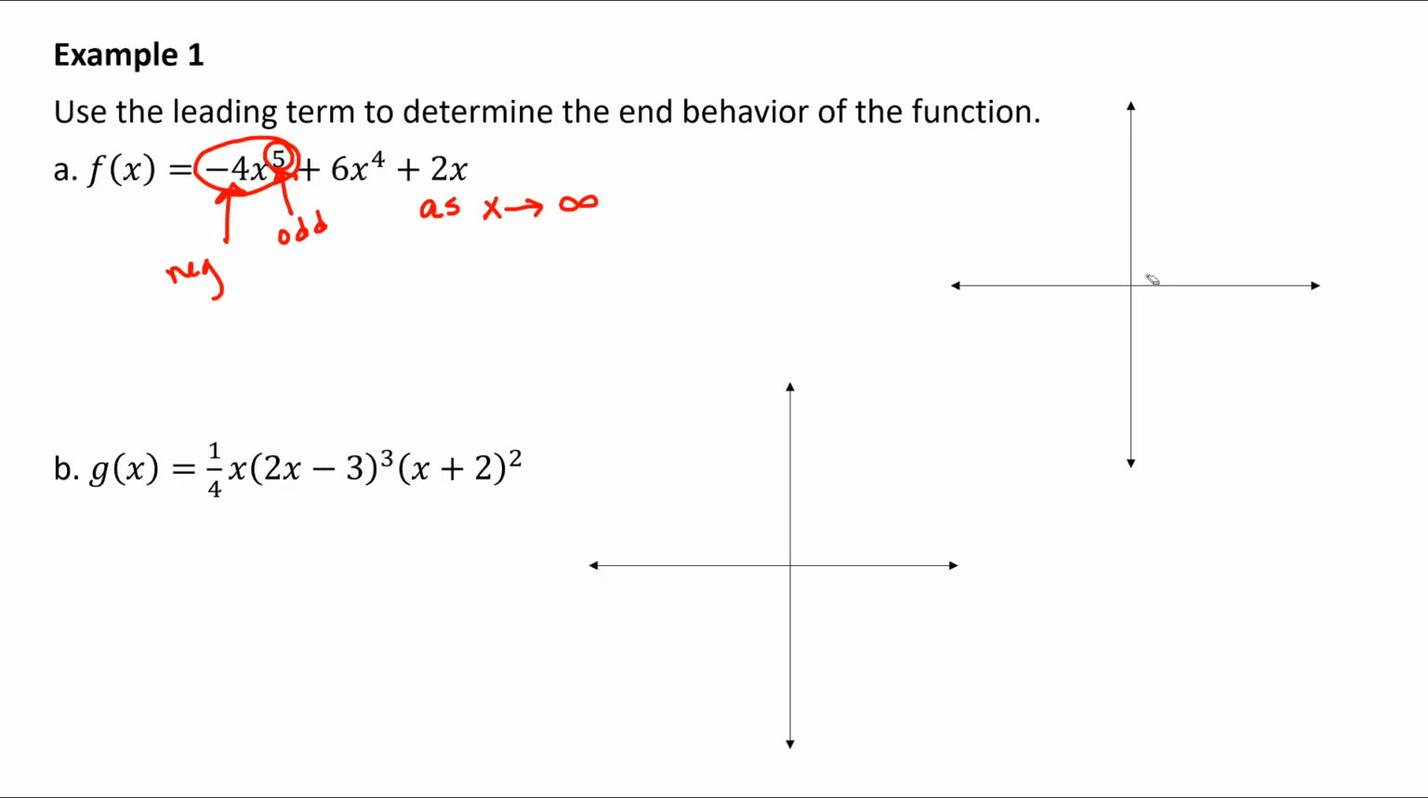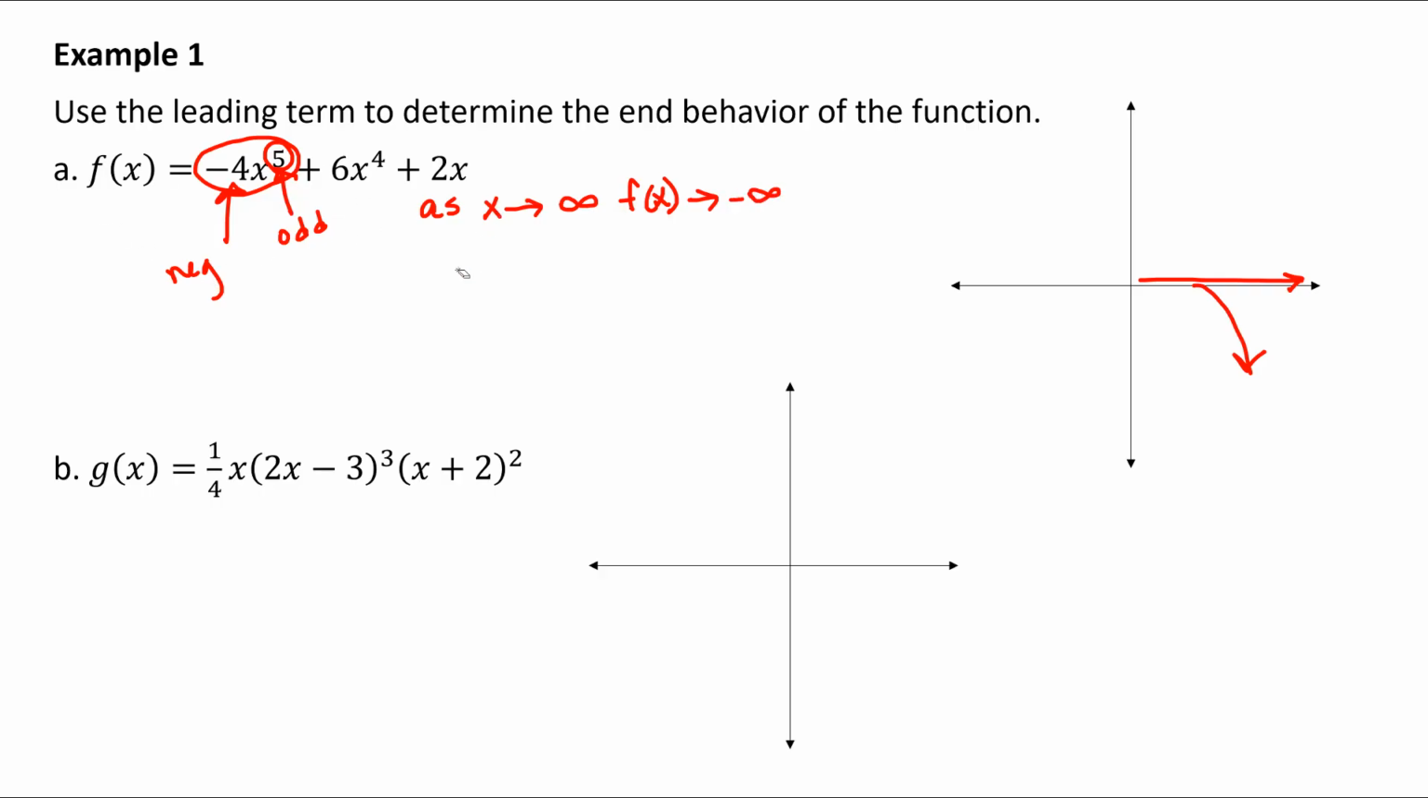Well, let's think about it. As we're going further and further that way, we're getting positive values, putting them in for x. That x to the fifth is positive. However, we're multiplying it by -4 every time, so that makes it negative. So as x gets big, this function is going to shoot down. All right, so as x approaches infinity, f of x approaches negative infinity.